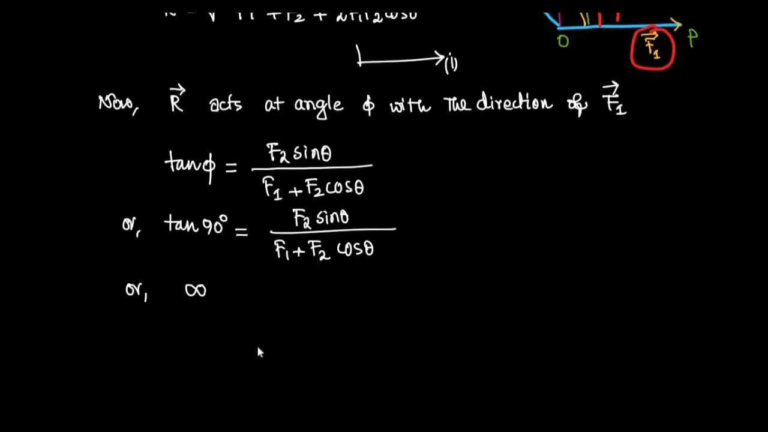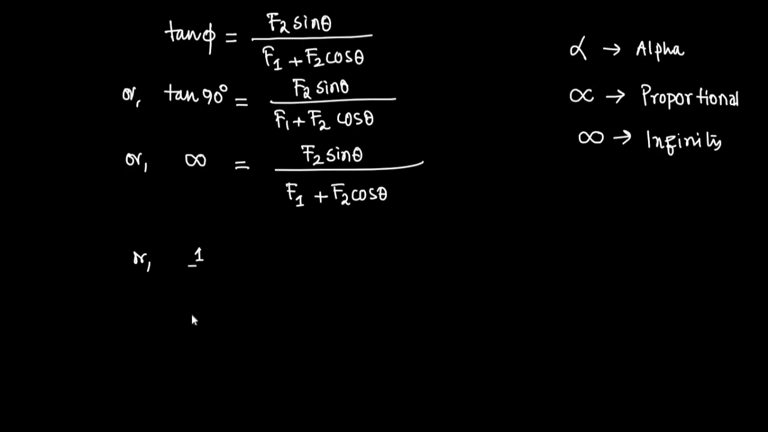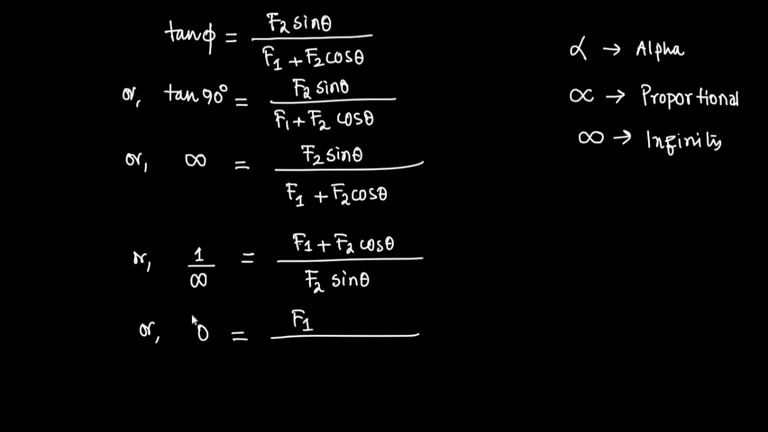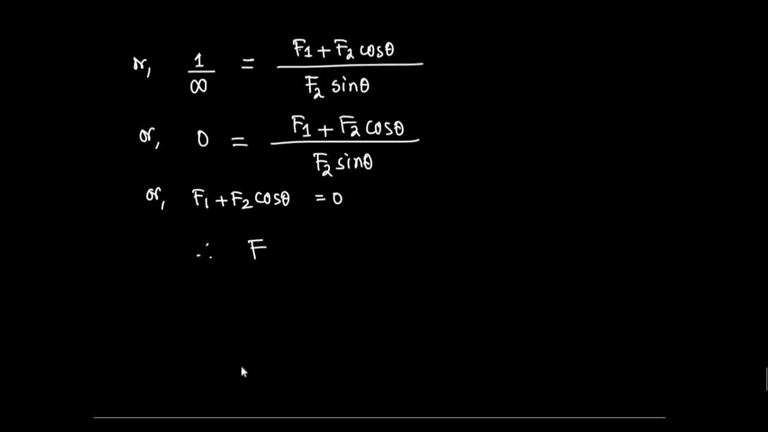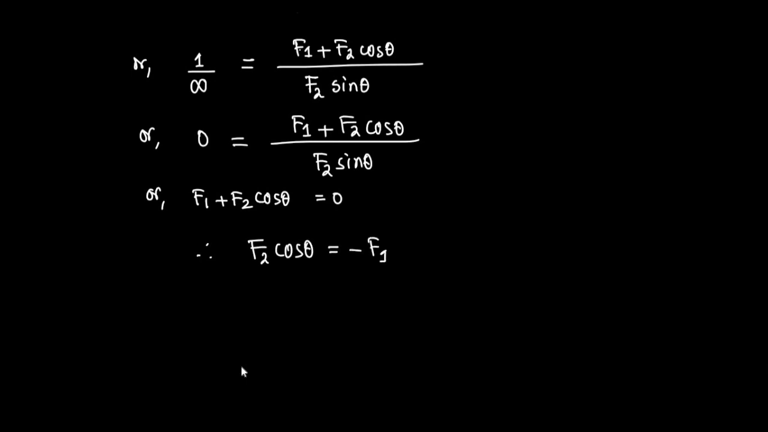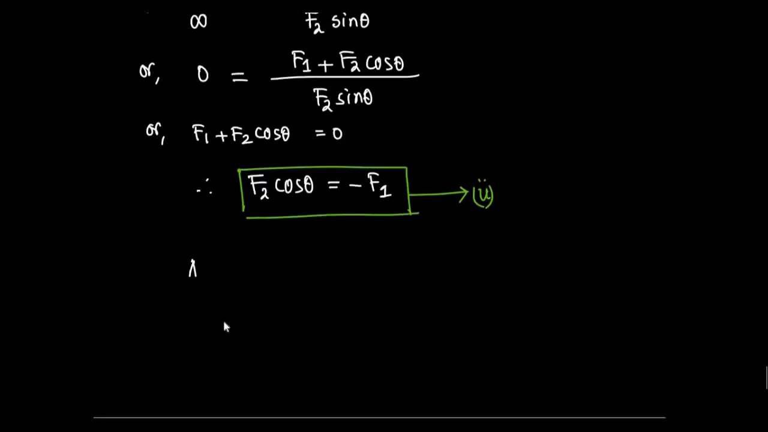Or, infinity is equal to F2 sin theta divided by F1 plus F2 cos theta. Or, 1 by infinity is equal to F1 plus F2 cos theta divided by F2 sin theta. Or, 0 is equal to F1 plus F2 cos theta divided by F2 sin theta. Or, F1 plus F2 cos theta is equal to 0. Therefore, F2 cos theta is equal to minus F1, which is equation 2.